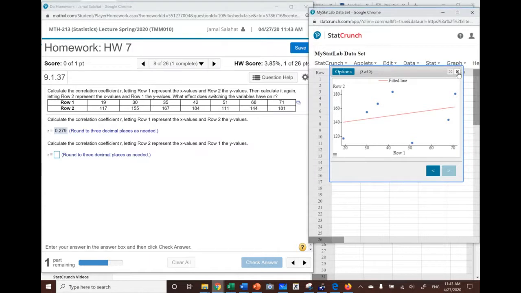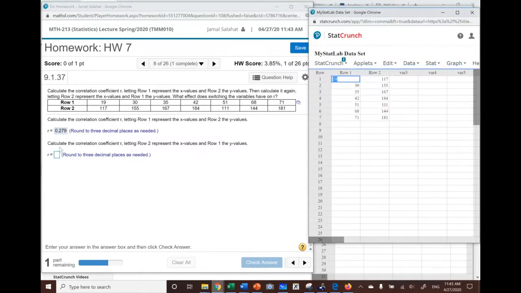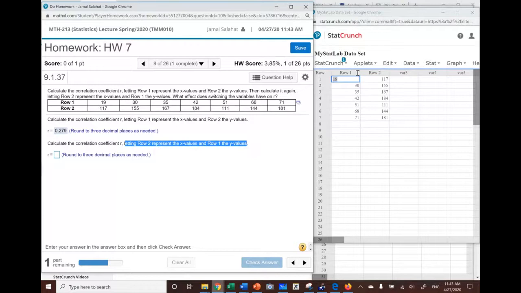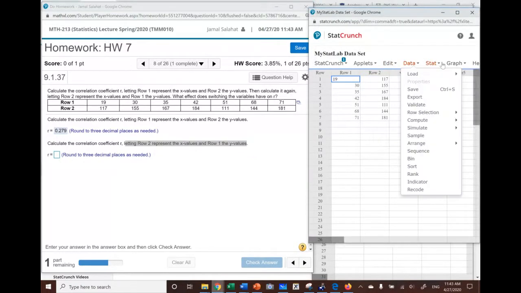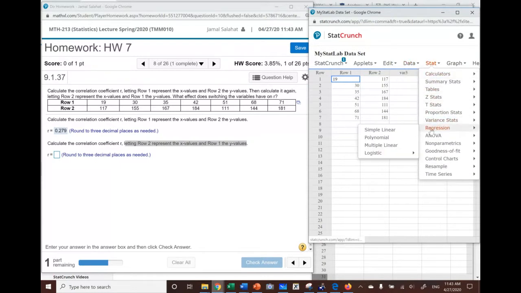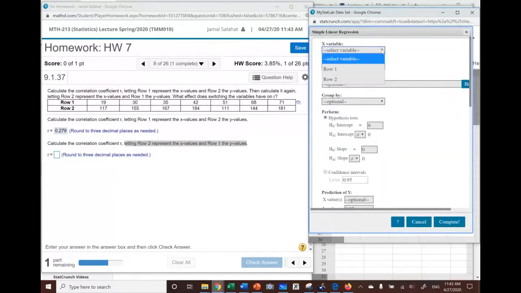Okay? Now, the second thing I want to do in here is, in the second case, they tell you, listen, calculate the correlation coefficient R, letting row 2 represent the X and row 1 represent the Y. Now, what if we go to stat, to regression, and simple linear, and look, in the second part I don't want row 1 to be X, I want row 2 to be X. So the X will be row 2 and the Y will be row 1. You see what I did? I reversed them. Do you see that? Because I was told to reverse them.